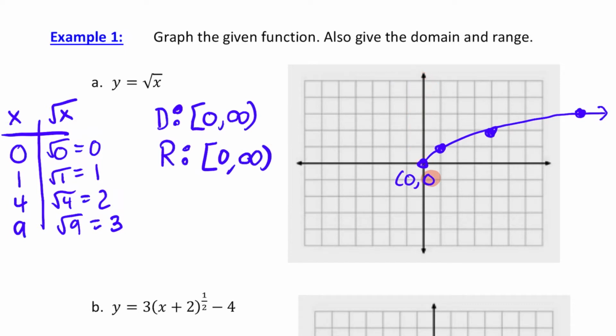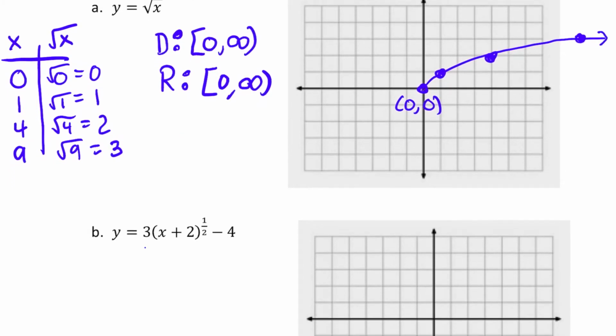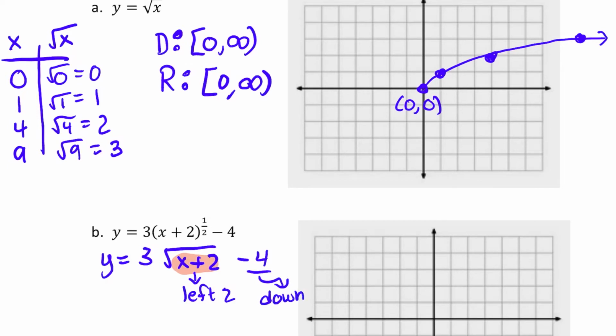Now, if we look at one that has some transformations on it, like shifted around, left, right, up, down, I'm going to use my parent function and go from there. So first, let me list out my transformations on this one. That x plus 2 means I'm taking my parent function and translating it left 2. Minus 4 means I'm moving everything down 4. And the 3 being multiplied times my output of my radical means I'm vertically stretching by a factor of 3.